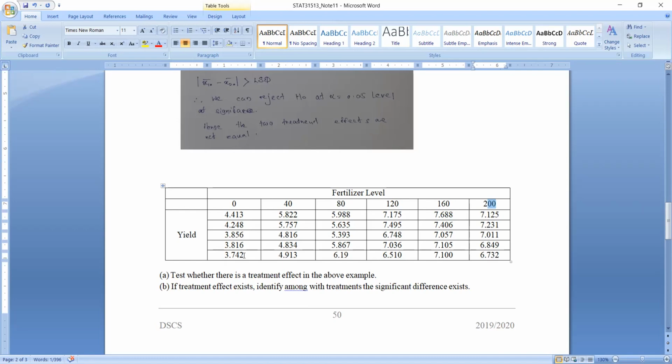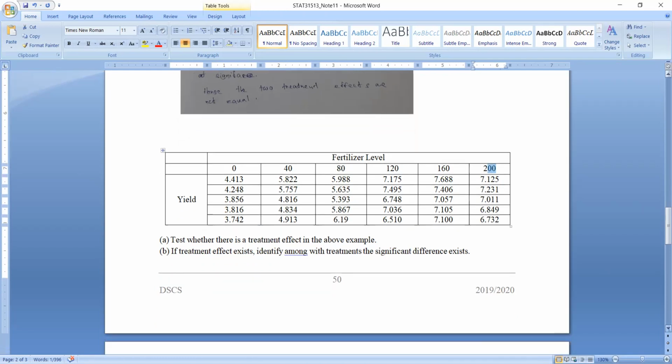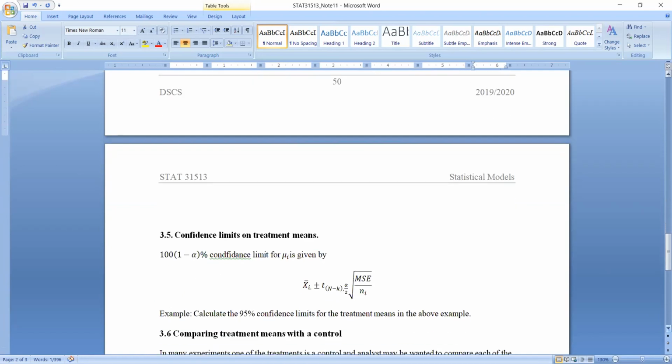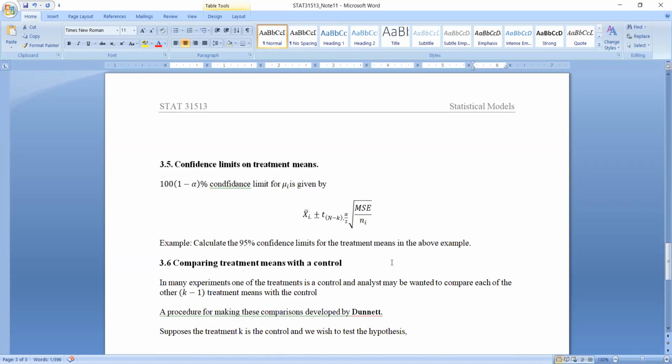If they are having the same effect, no problem, you can stop your analysis. But if there is a significant difference, then you have to do the pairwise comparisons. So you can conduct the Duncan test or the LSD test and see what the differences in the fertilizer levels are. I'm not going to explain it here now.